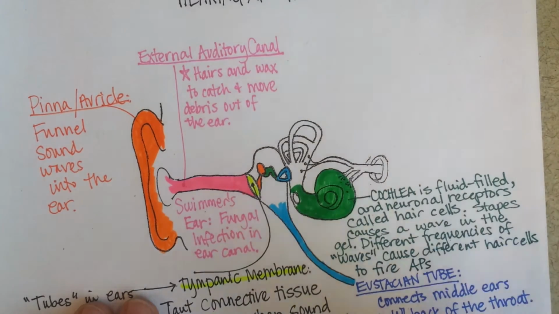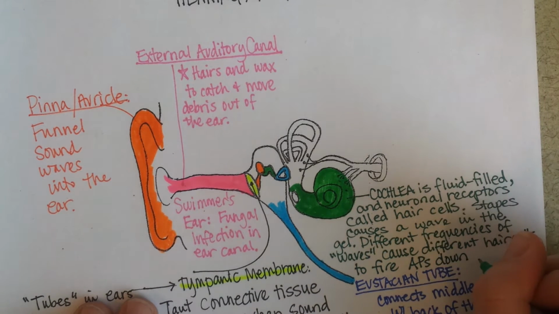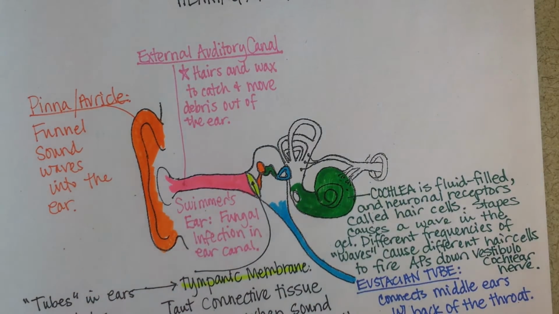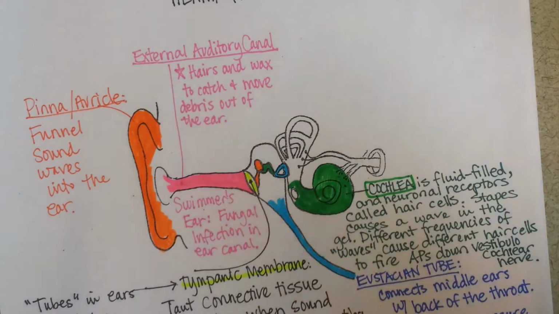Action potentials, I'm going to write APs, down the vestibulocochlear nerve. That's all one word. I'm just running out of room here. That's cranial nerve number 8. And that is how you hear. Boy, did I make that a summary or what?